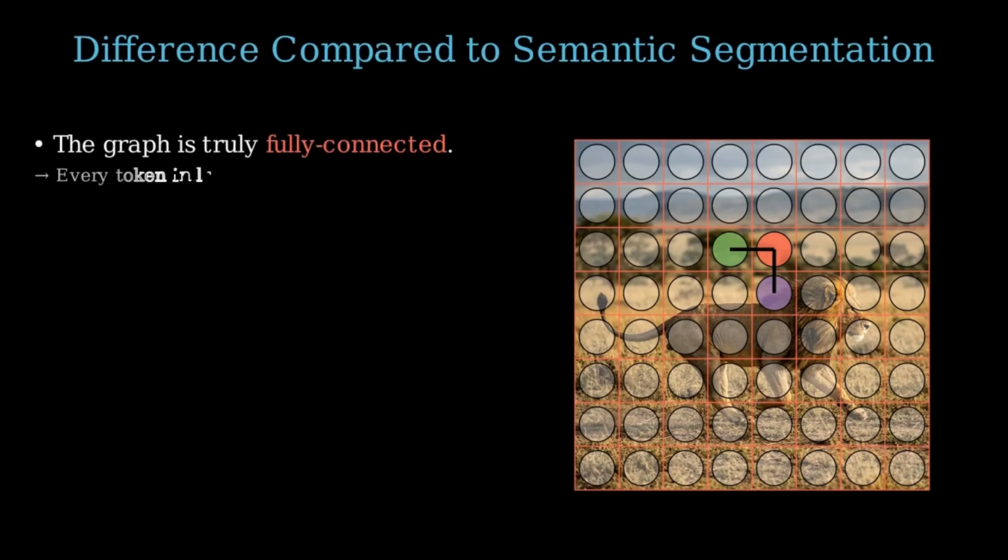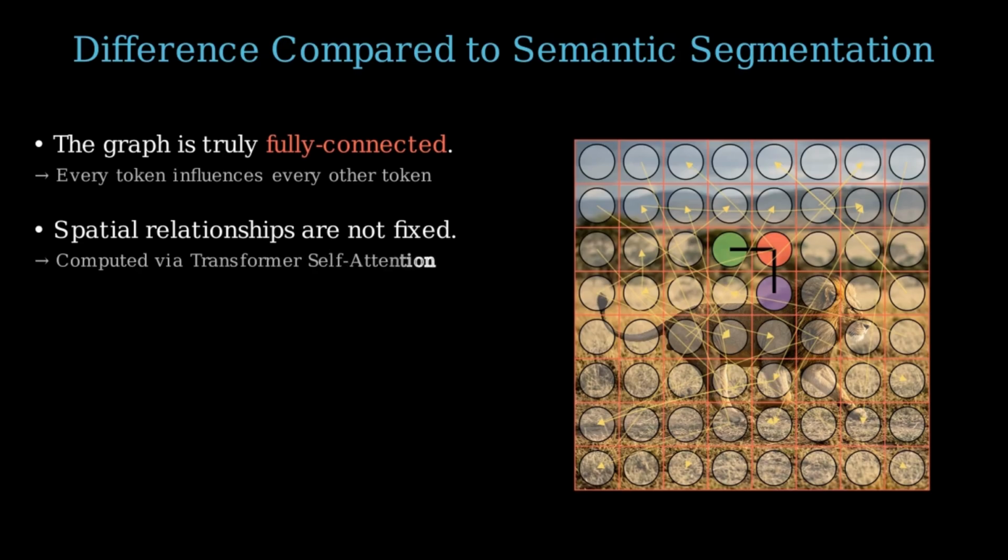Now, you might think this energy formulation looks identical to traditional semantic segmentation models. However, there are three massive differences when we apply Markov random fields to image generation. First, in our generative model, the graph is truly fully connected. In semantic segmentation, we usually only connect adjacent pixels. But here, every single token can influence every other token, capturing complex, long-range dependencies across the entire image.